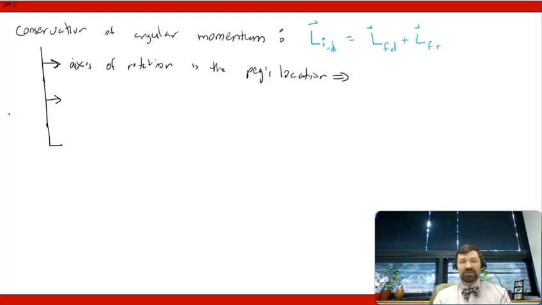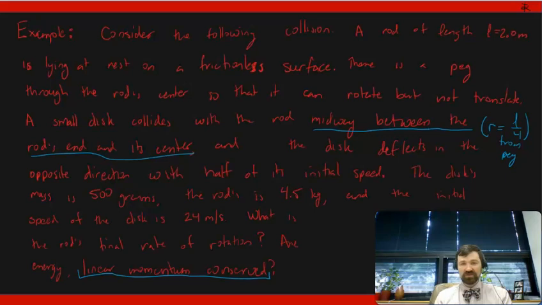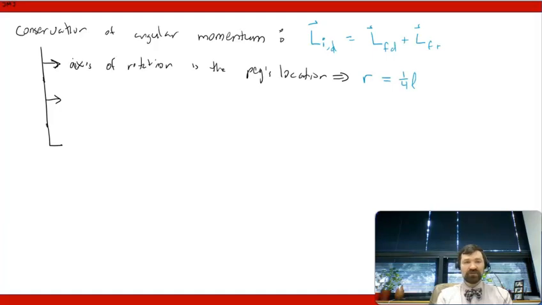With the axis of rotation being the peg's location, we can therefore define for ourselves a few further points. One of them is that the distance r that we need is actually a quarter of the length of the stick. How do we know that? Going back to this original paragraph, we are midway between the rod's end and its center. That means that r is L/4 from the peg. That's where the disc is colliding. So that's how we know that piece of information.